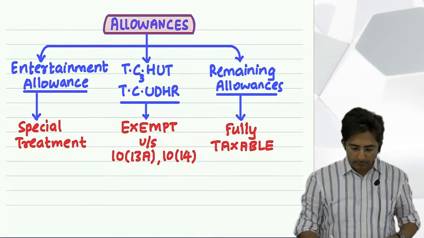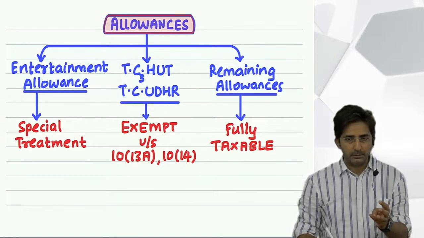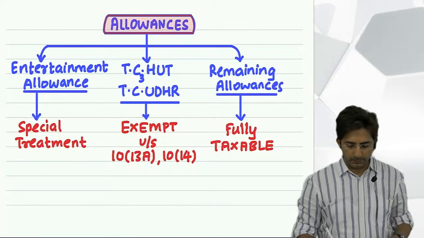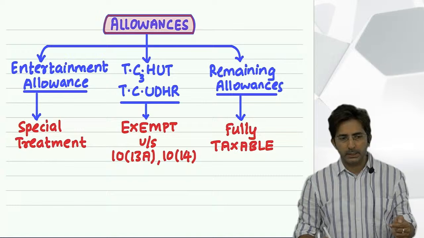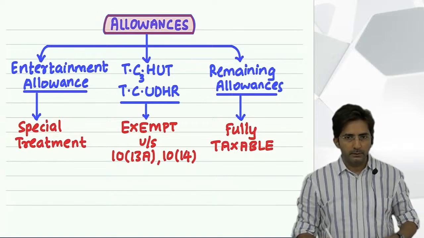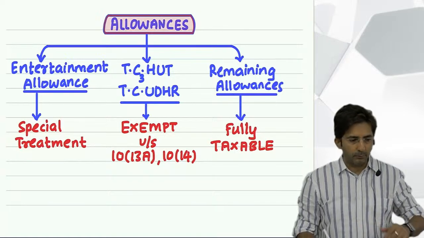And see, in this keyword of TC hut, TC udhar, what we have done? T for tribal area allowance, it is exempt up to 200 per month. Then C1 was children education allowance, 100 per month per child for maximum 2 children. Then children hostel allowance, maximum 300 per month per child for maximum 2 children.